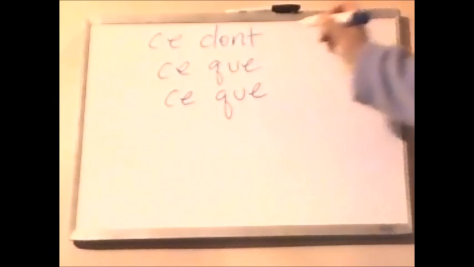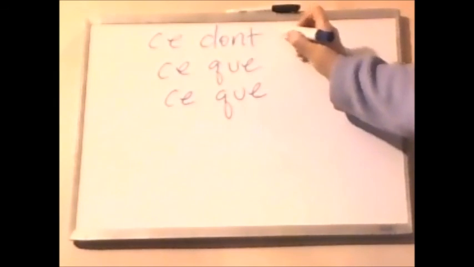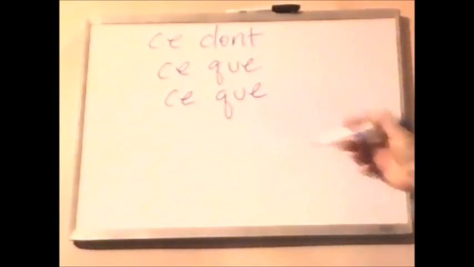Okay, the same rules apply, obviously, for choosing dont, qui, and que. The only thing that's different is adding this ce, because, as we said, we don't have a specific antecedent. All right, that concludes 11D.